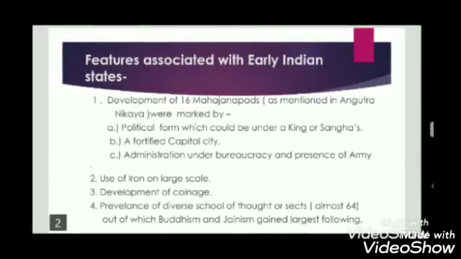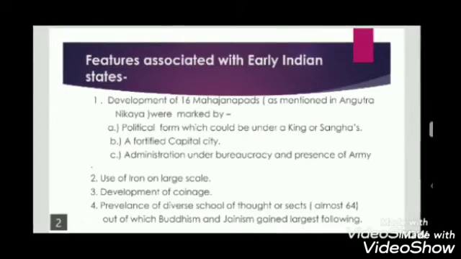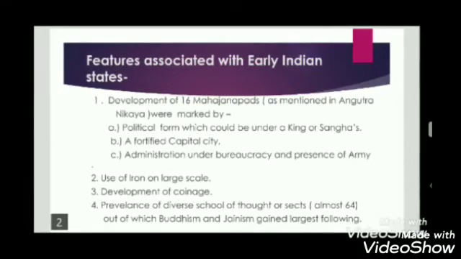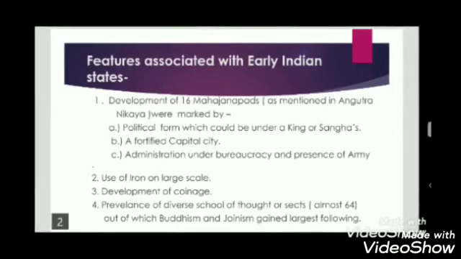Then we've already spoken about how iron was discovered around 1000 BCE, but it took some time for the distributive network to be established so that people could use iron on a larger scale. And finally, in the realm of intellectual development, you have a lot of religious sects coming into existence, and some of these religious sects became so prominent that they developed as fully functioning religions later on. We already know two of them, Buddhism and Jainism.